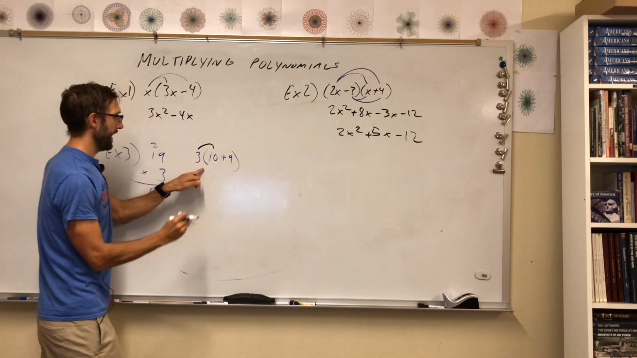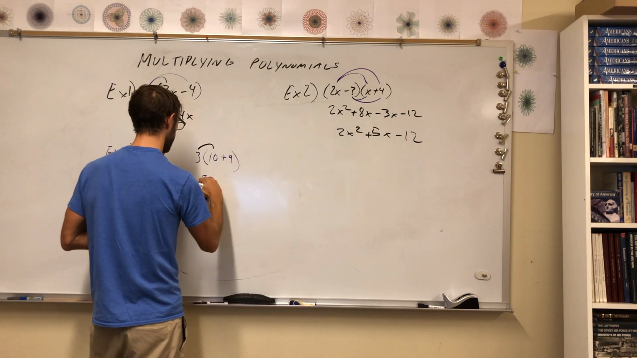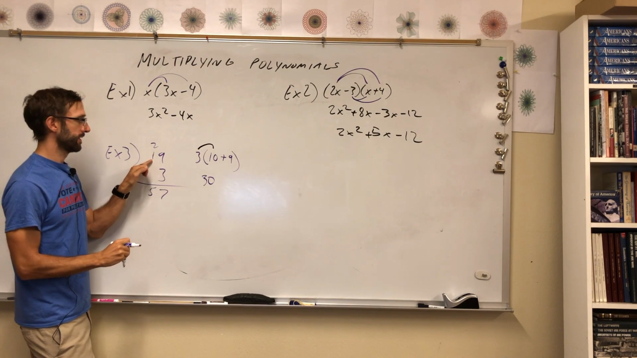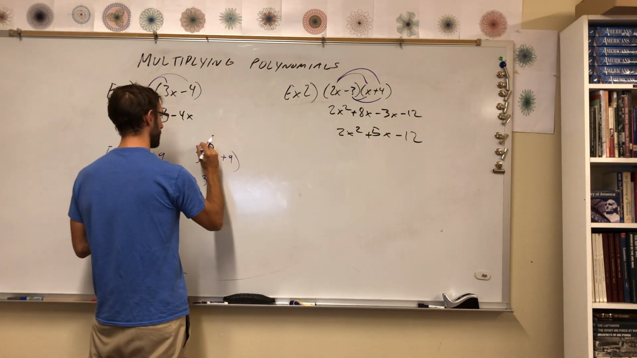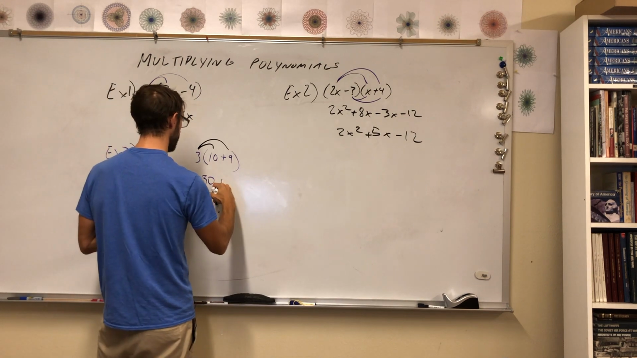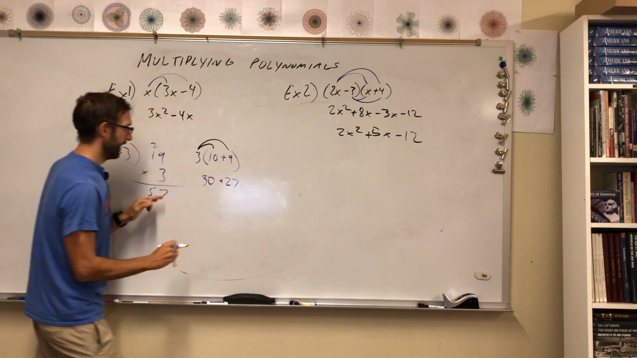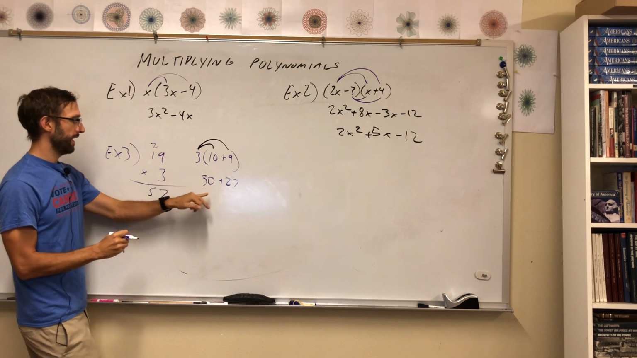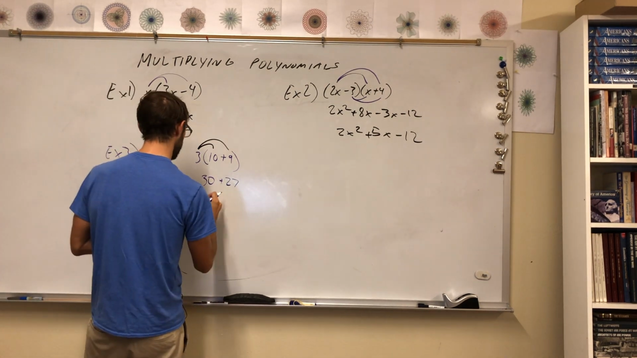3 times 10 is 30. And that 3 times 10 is right here. 3 times 10. And then 3 times 9, there's 27. So we're going to add 27. And that 3 times 9, that was the first thing we did here. And now we combine these terms and we get 57.